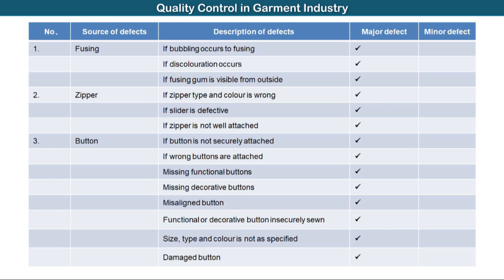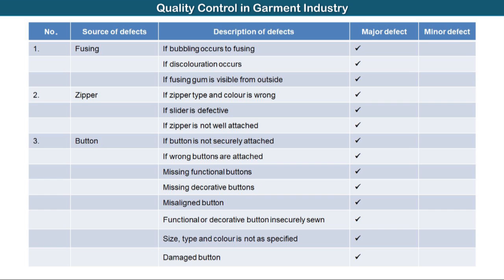The source of the defect, if you talk in garment manufacturing, especially during sewing and just before the sewing, we talk about the fusing. The source of the defect is fusing. The description of defects: if bubbling occurs in fusing, the type of the defect is basically major. If discoloration occurs in the fusing, that also comes under the major defect. If fusing gum is visible from outside, this also falls under the major defect.